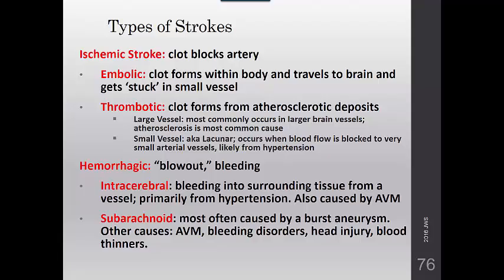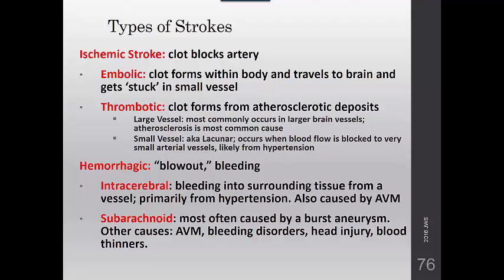Thrombotic ischemic strokes most commonly occur in larger brain vessels, and atherosclerosis is the most common cause. So when thrombotic strokes occur within small vessels in the brain, blood flow is blocked to very small arterial vessels. These are called lacunar infarcts and are most likely caused by hypertension.